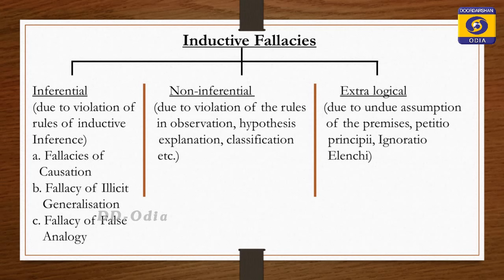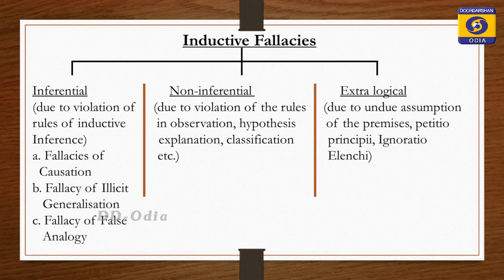Now, inferential fallacies, what is this? You know, inductive argument has certain rules. If we violate the rules of inference, if we violate the rules of inductive inference, then we get the inferential fallacies. Okay? Now, non-inferential fallacies, these arise due to the violation of the rules of classification, explanation, hypothesis and observation. These things are not important for us, this is not in your course, we will not discuss this.